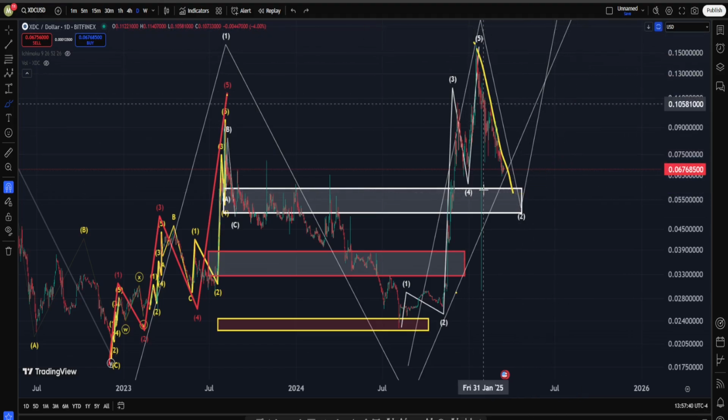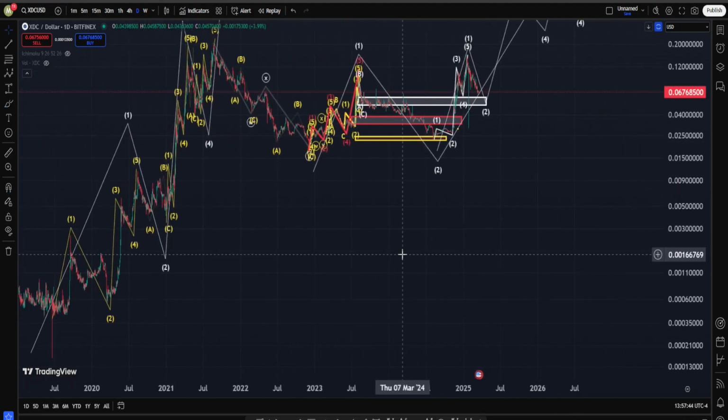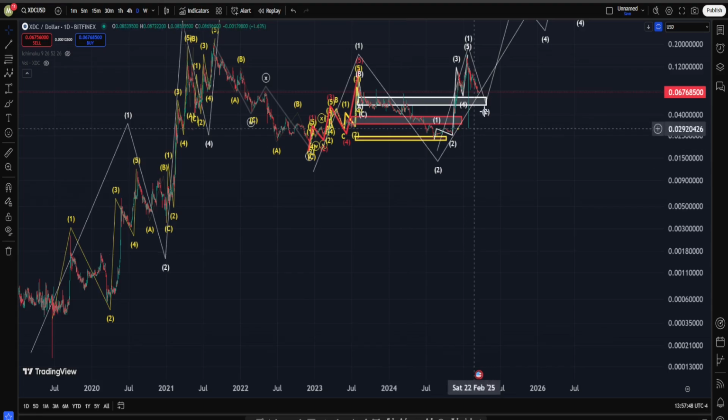So in terms of Elliott waves in XDC, I think we are having a beautiful and very, very well behaved chart. That's why I am so optimistic on this thing. And if we get some more downward price action in the near future, I think I'm actually going to buy a little bit right around this important area.